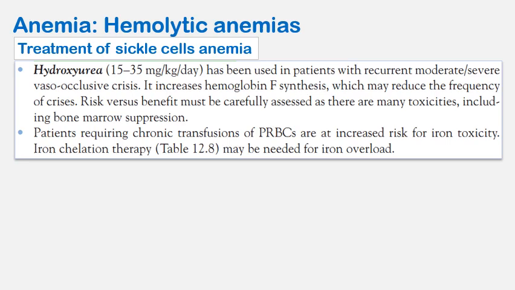In the other treatment for chronic condition, include the hydroxyurea, 15 to 35 milligram per kg per day, which has been used for patients with recurrent moderate to severe vaso-occlusive crisis. It will not cure, it only reduces the frequency of attacks or hemolytic attacks, by increasing the hemoglobin F synthesis, which may reduce the frequency of crisis.